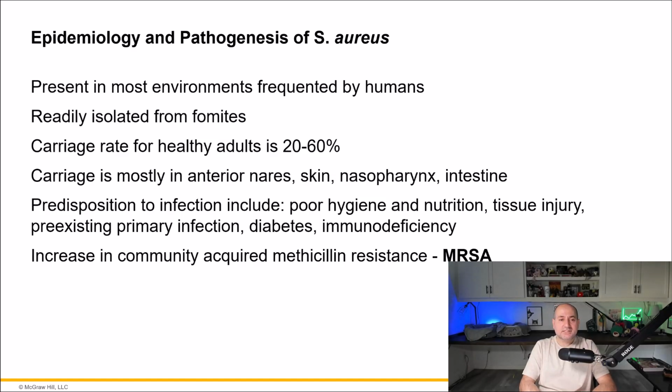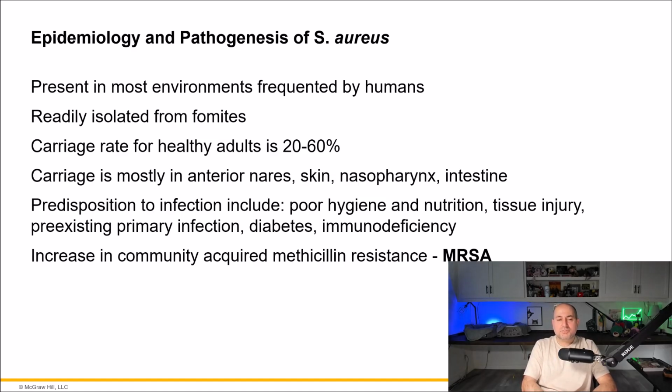The carriage rate in a healthy adult is 20 to 60%. That means 20 to 60% of us healthy adults carry it around. It's part of the normal microbiota of our skin. The carriage is mostly restricted to the anterior nares, that's your nose, your skin, the nasopharynx, which is basically your throat area, and your intestine.